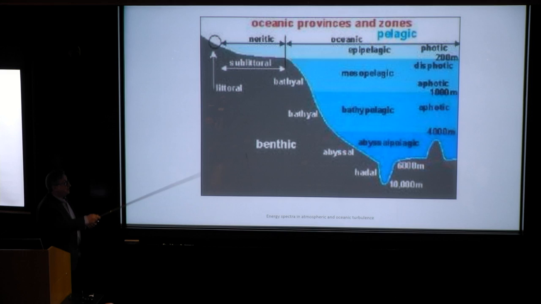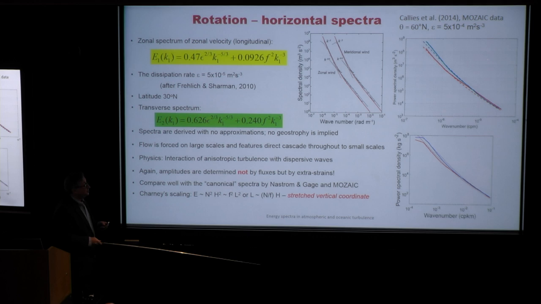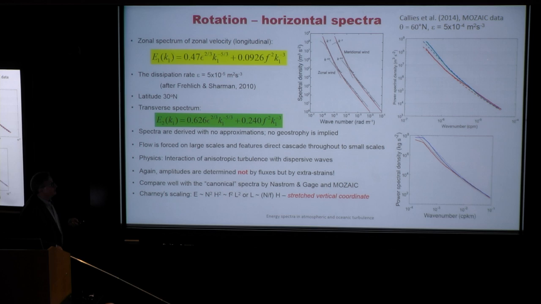Now, if you go to rotation, the theory predicts two different one-dimensional spectra: the longitudinal spectrum and the transverse spectrum. One is in the direction of the measurement line, and the other is normal to it. After the theory was developed, we started looking at data to compare with the analytical prediction. The first spectrum we thought about was a very well-known spectrum from atmospheric science, measured by airplane in the troposphere and the stratosphere. It's known as the Nastrom-Gage spectrum.